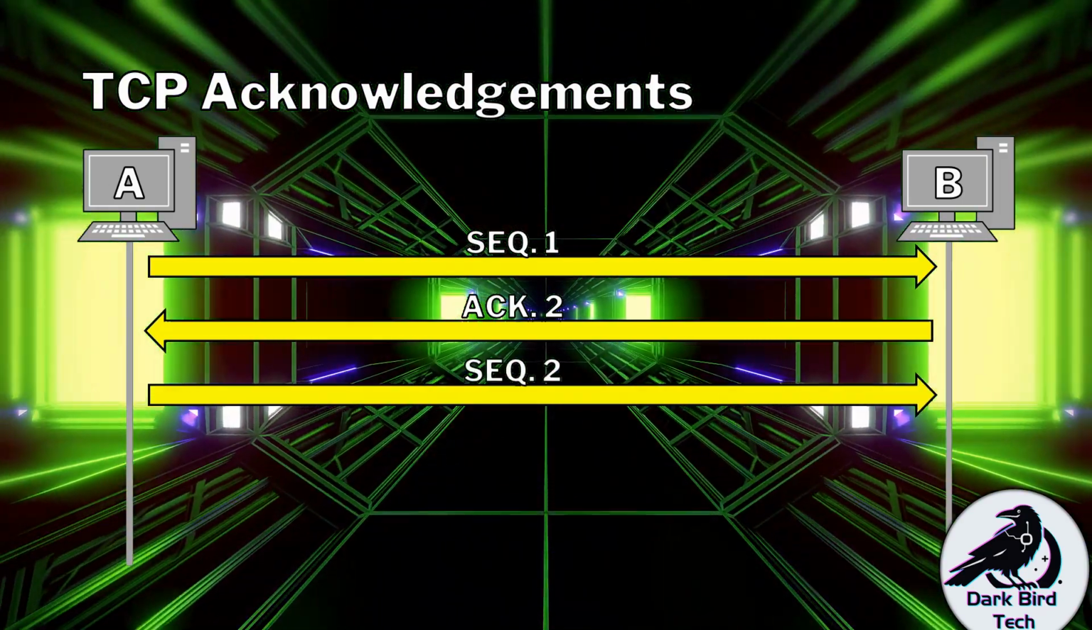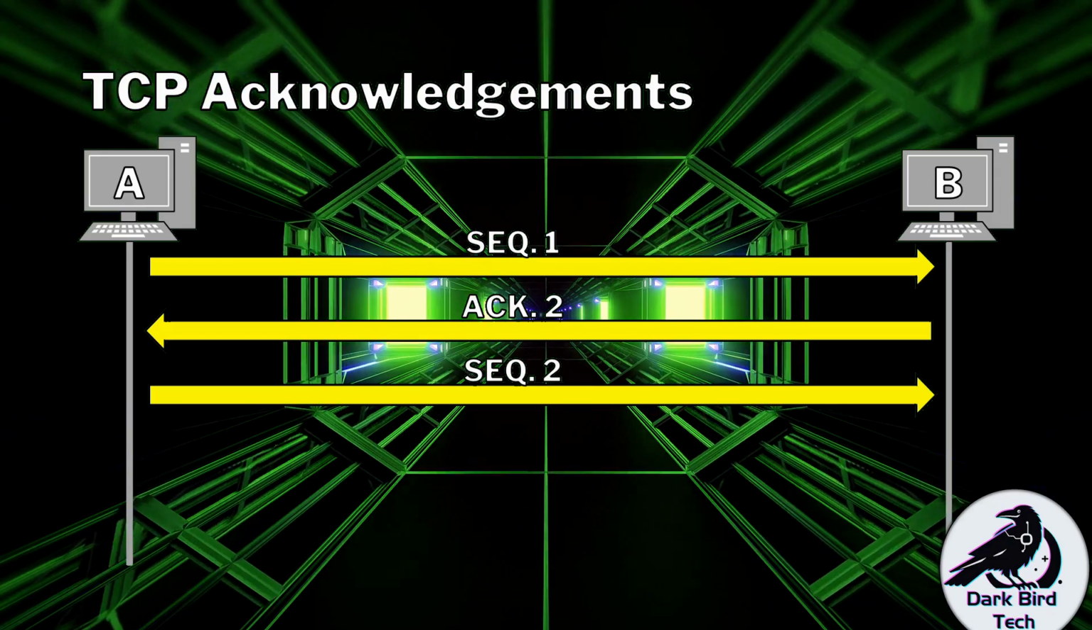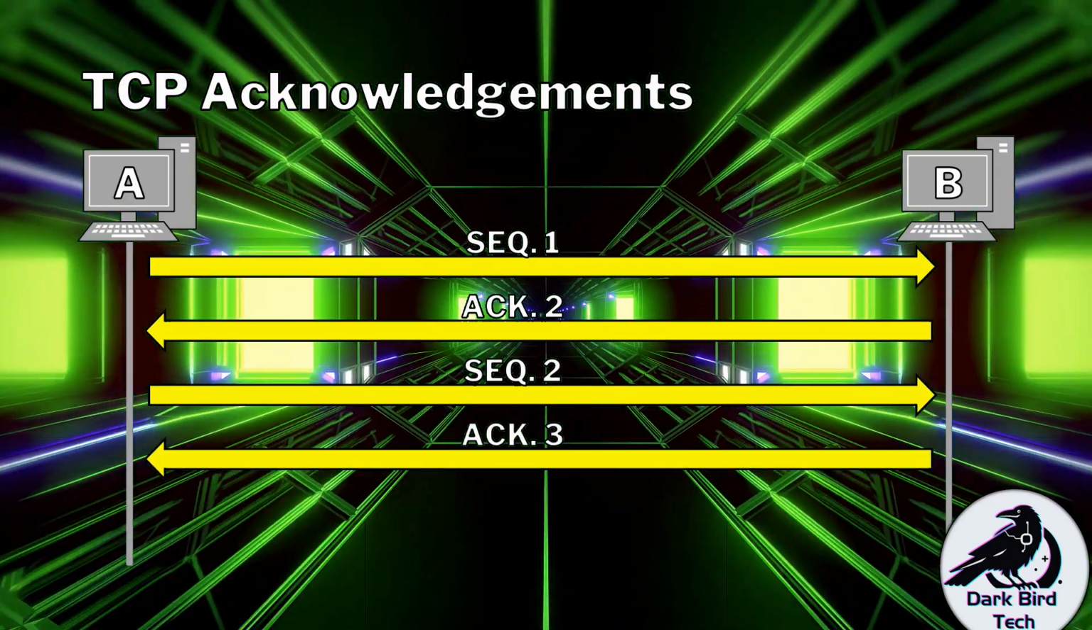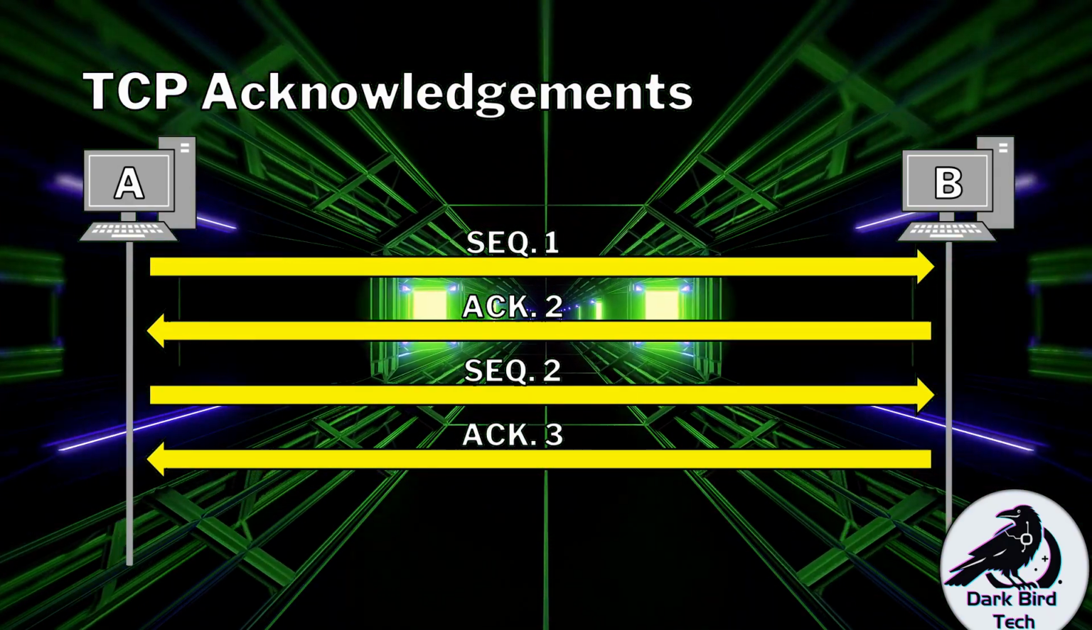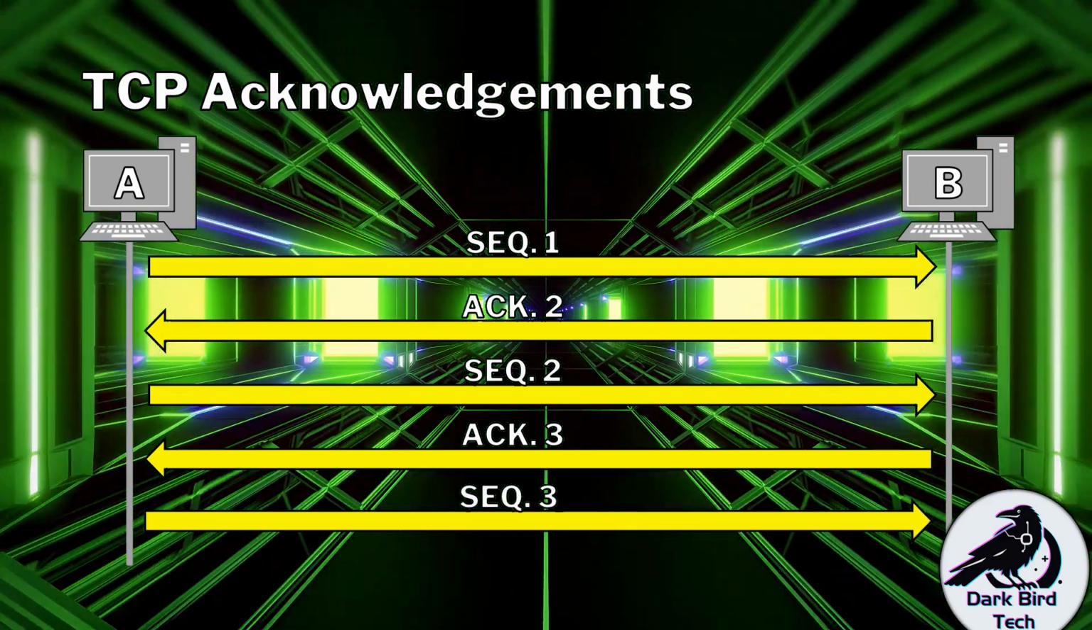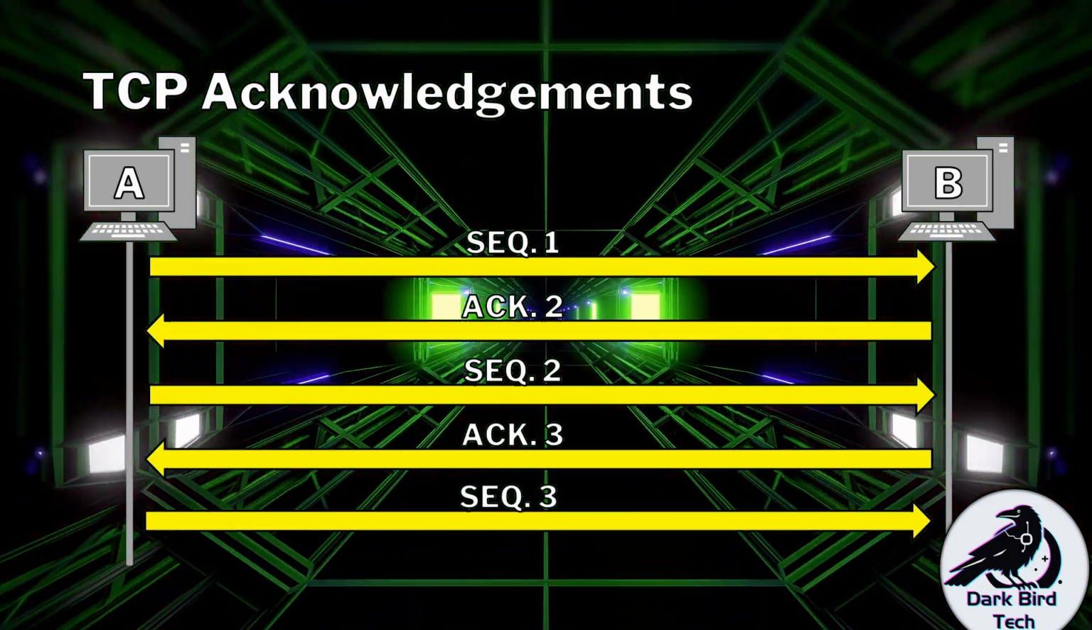So A sends number 2 then. B receives it, B acknowledges I'm ready for number 3. And then A sends number 3. That's not so bad, is it?